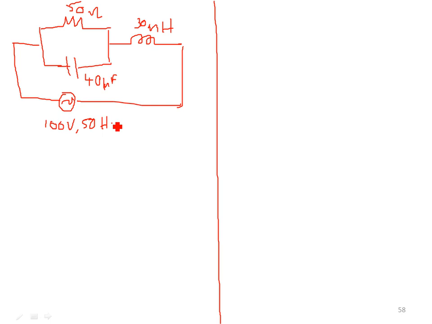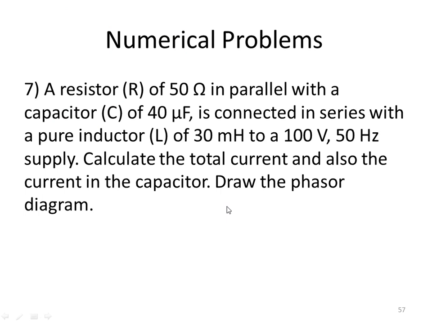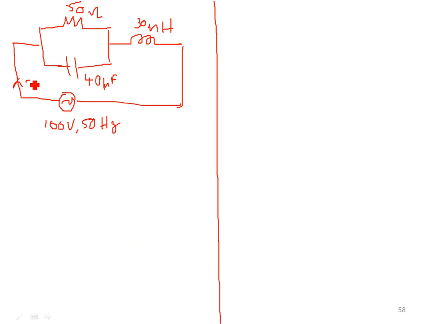What is asked? To find the total current, that means what is I, and the current through the capacitor. Let it be I c. I need to draw the phasor diagram also. Now see, this is basically a question with resistance parallel with the capacitor in series with an inductor L.